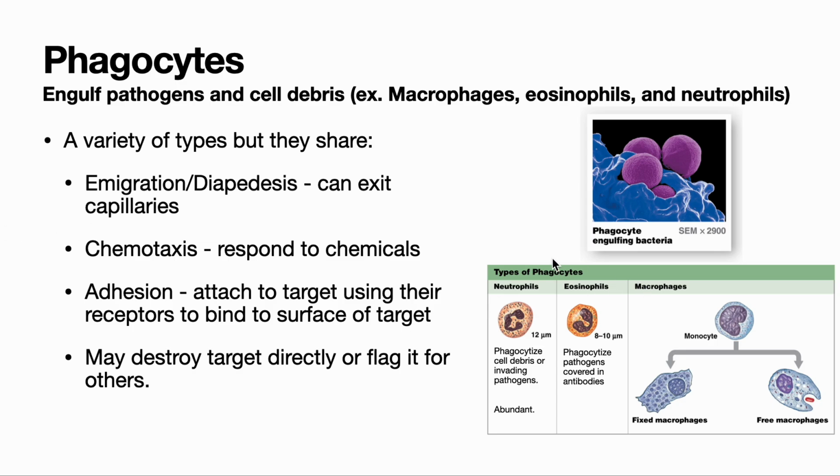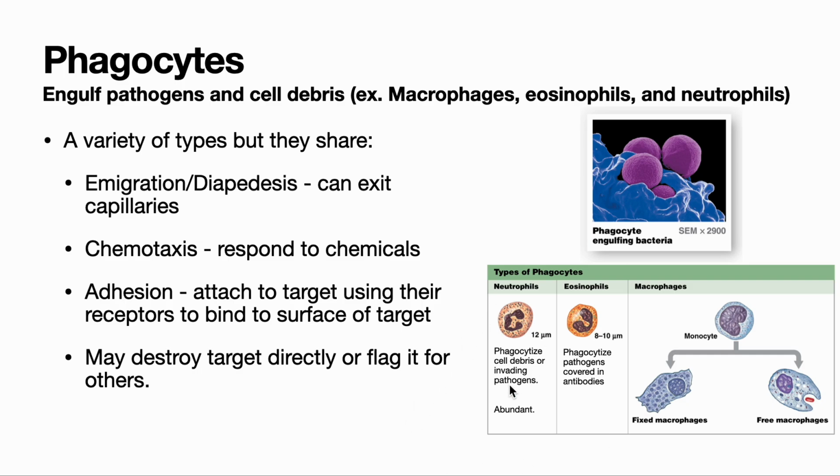So you can see this little chart includes these three types of phagocytes. You can see that macrophages actually exist as two kinds. Some are fixed. If they are fixed macrophages, that means they live in a particular tissue and they stay there, whereas free macrophages are capable of meandering the body on the search for things to target and destroy.